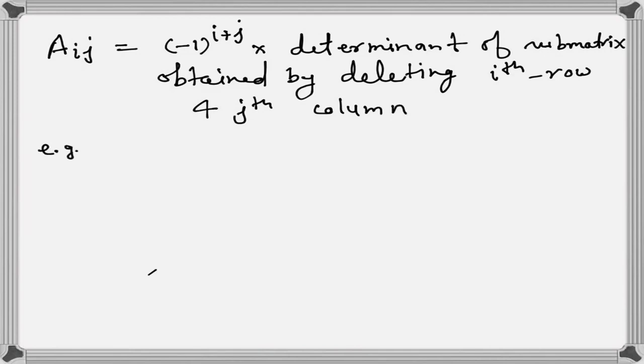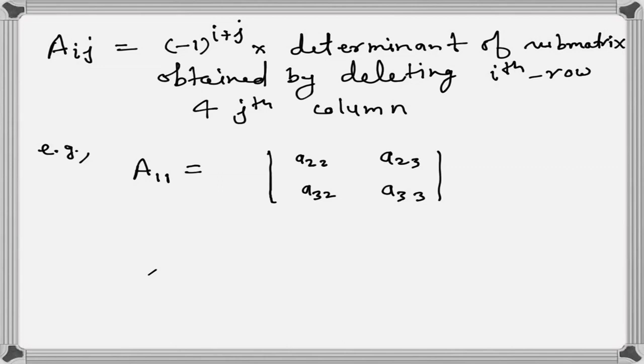For example, A11 is the cofactor obtained by deleting the first row and first column. It is defined as the determinant of the submatrix obtained by deleting the first row and first column. So what do we get? We get A22, A23, A32, A33. This is how A11 is defined.